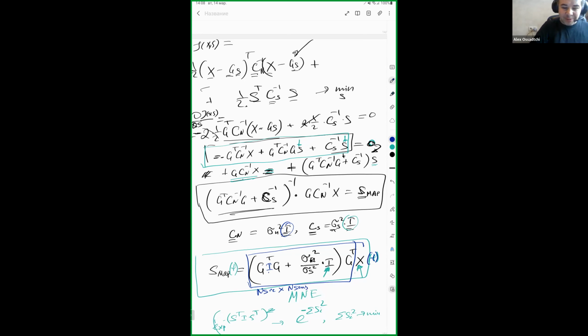So it's just a single matrix, and this single matrix does not depend on the data. It depends on the prior, and it depends on the noise variance, but it doesn't depend on the data. So it's a very simple, trivial, linear inverse.